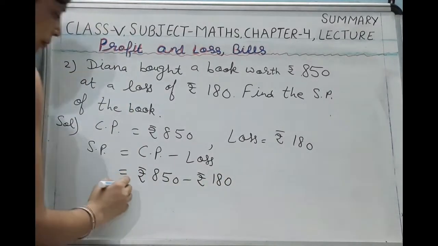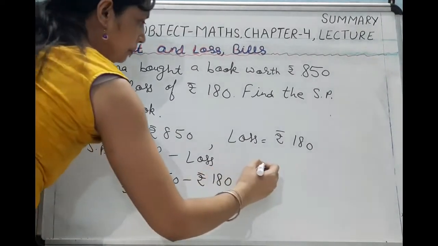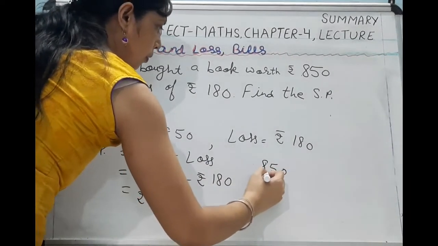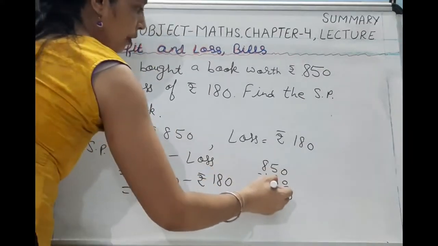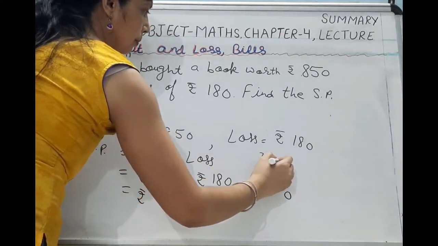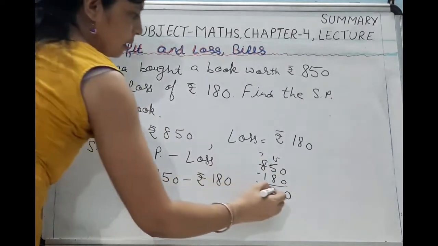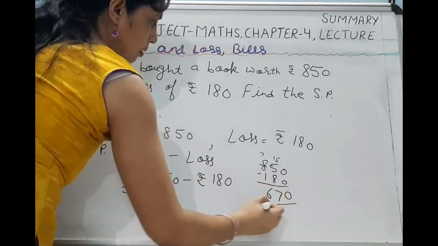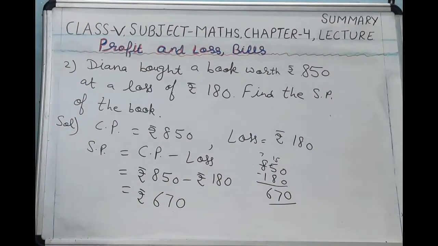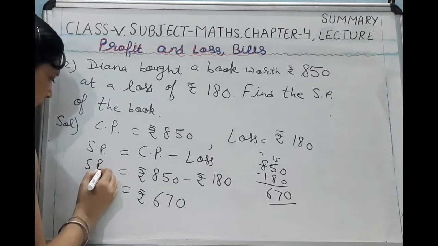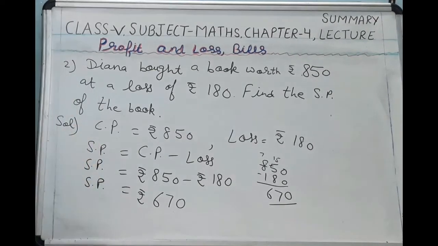Now subtract it. 180. 0 minus 0, 0. 15 minus 8, 7. 7 minus 1, 6. So selling price of the book is rupees 670. Understood? Selling price. Okay.